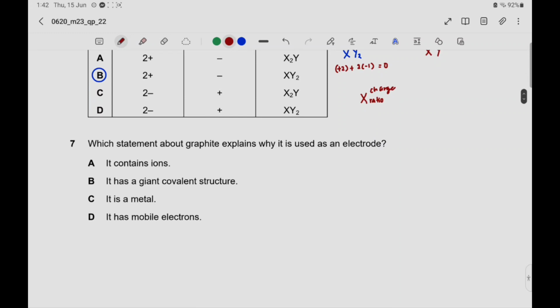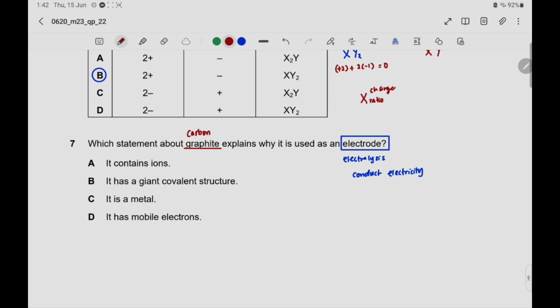Question 7, electrode. What is electrode? It's under my electrolysis chapter, right? So electrolysis is that I want to conduct electricity because I want to break down molten and aqueous ionic compound. One more thing, a lot of students don't know, graphite is also carbon. They are the same thing. Don't tell me, oh, what other than graphite can I use. Don't write carbon. It's the same thing.